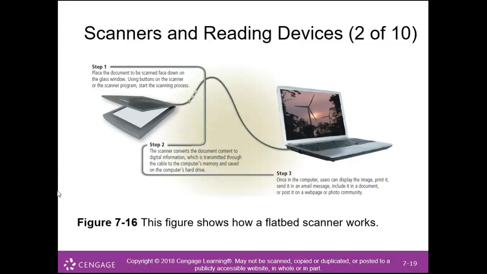Here's kind of a picture of how it goes down, right? And what is most interesting about this is that the scanner, like I said, converts the document into that digital information and then transmits it via cable to the computer. And it's going to go to the computer's memory first, as we learned before, and then it's going to get processed and eventually saved, likely to the hard drive.